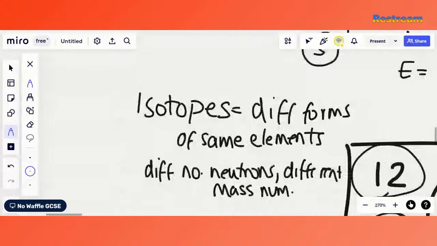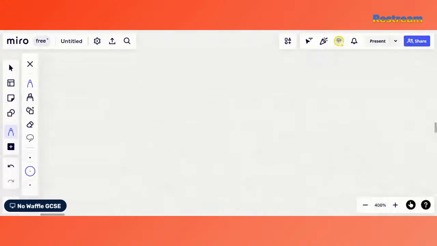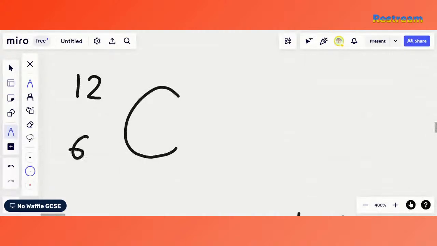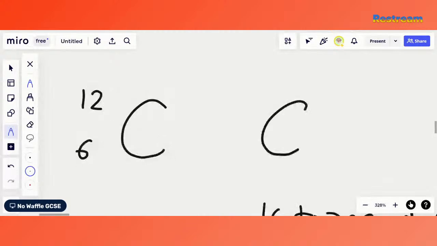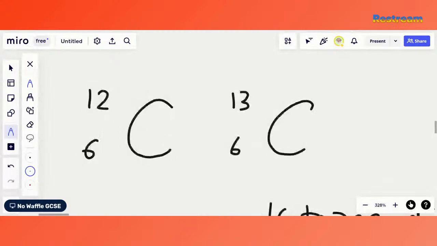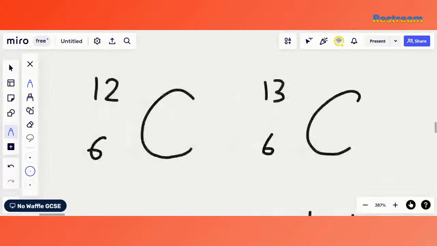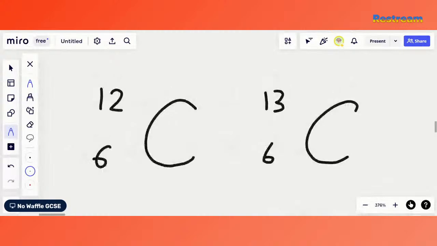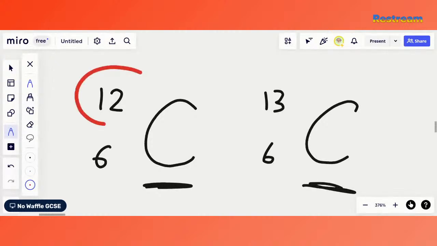So let's look at an example. Let's go back to carbon 12. Here we can see that there are two isotopes of carbon. Remember, we said isotopes are different forms of the same element, so the same carbon, but with a different number of neutrons and therefore a different mass number.